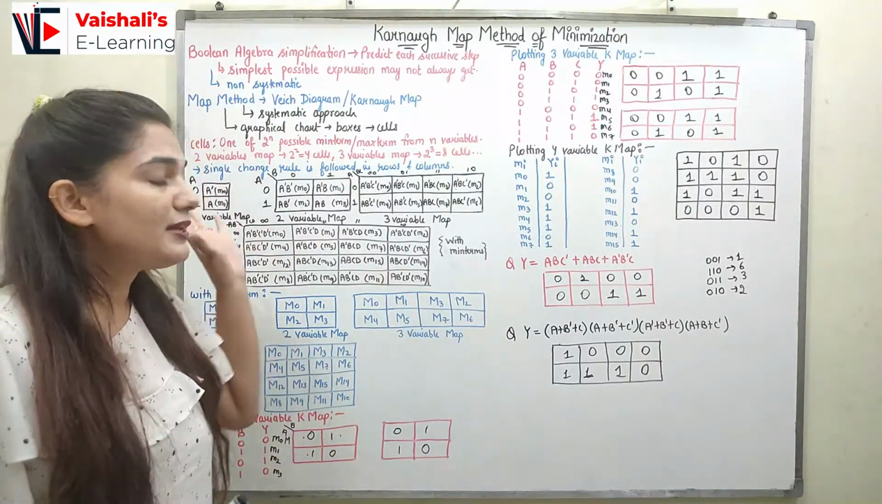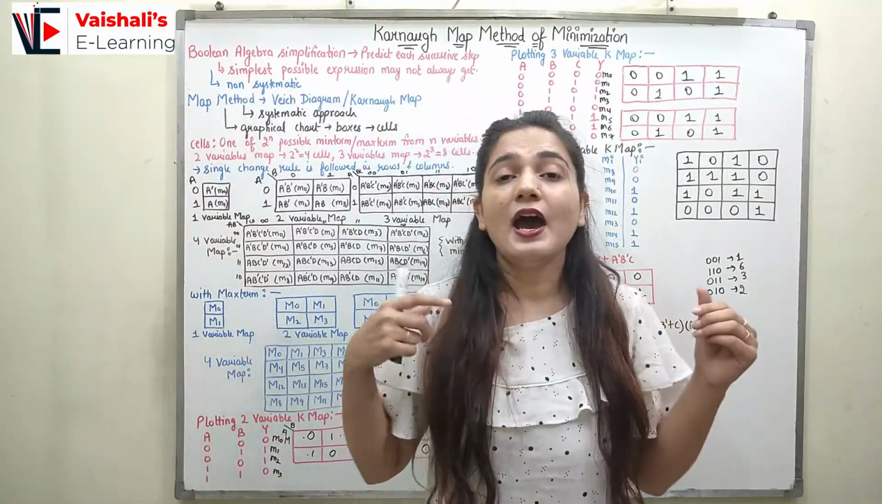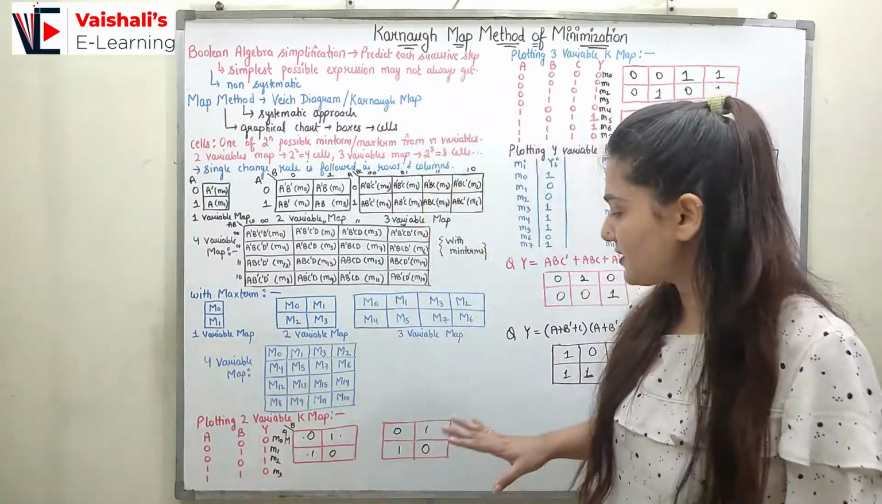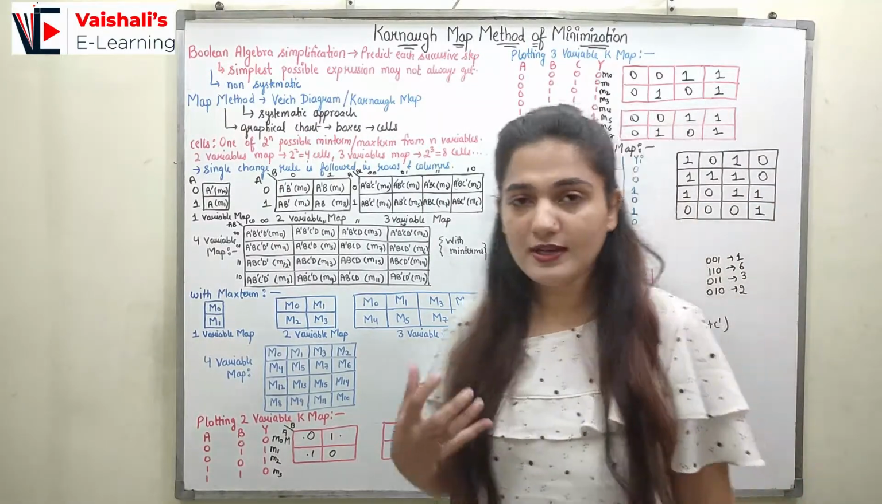In this manner you can plot the K map, and in the next video we are going to understand how to simplify. Now we have this K map, and how to simplify it I am going to tell you in the next class.